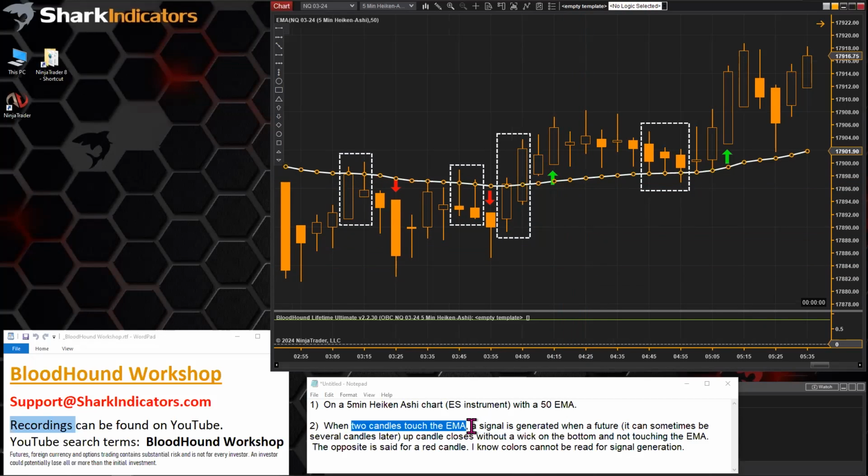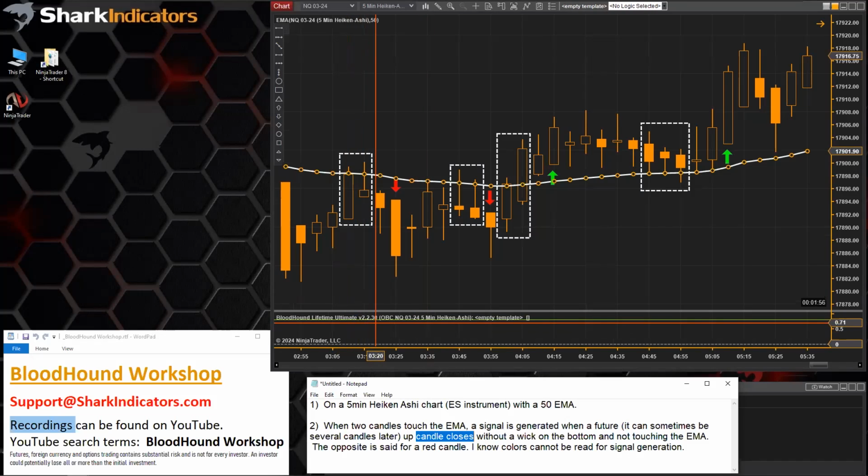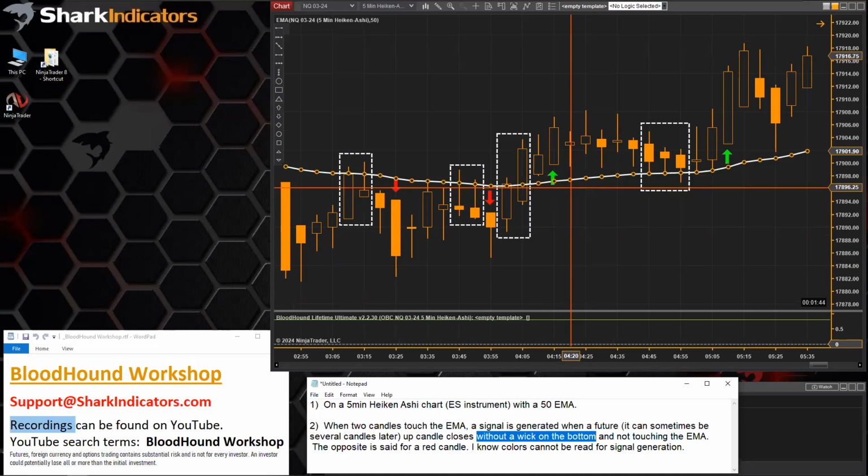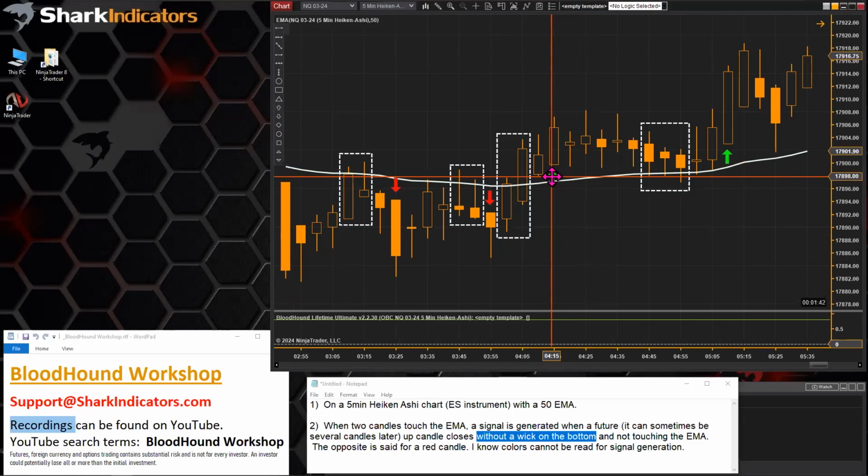The next step to actually generate a signal is a few bars later. This could take a couple of bars. We want the candle to close, so the calculate is set to on bar close, and we're looking for a candle without a wick on the bottom. That would be for a long. I have some of these candles marked with the green and red arrows.